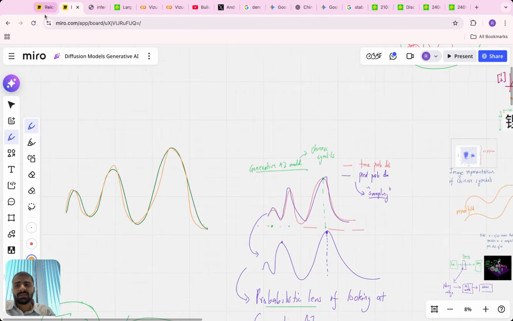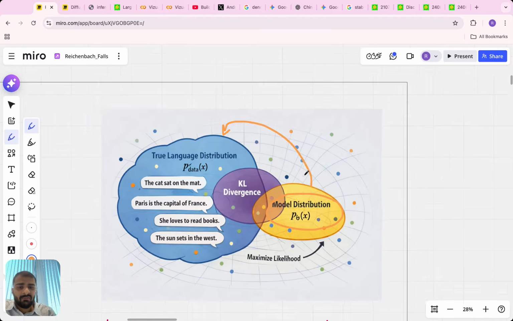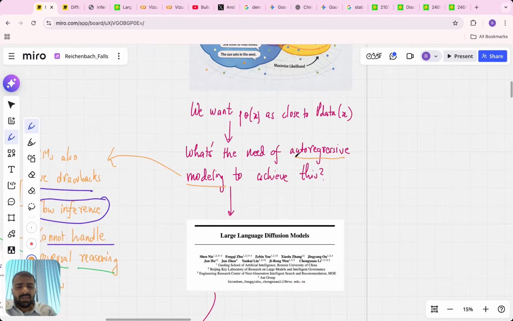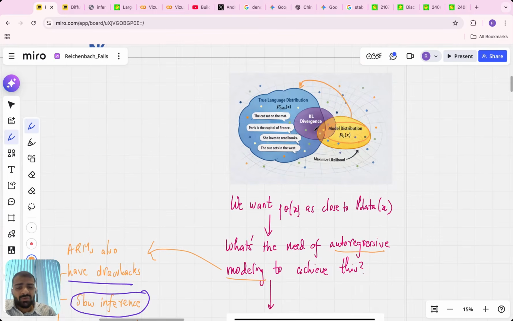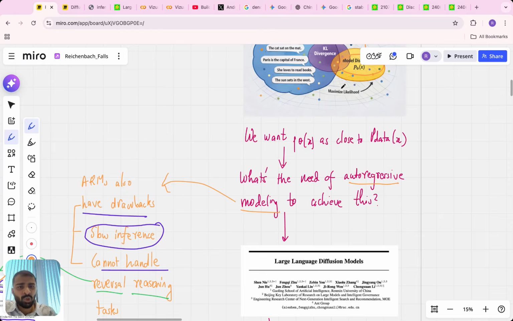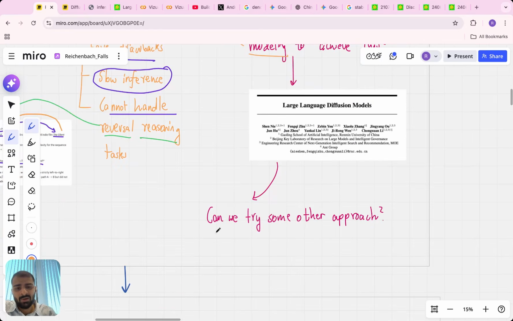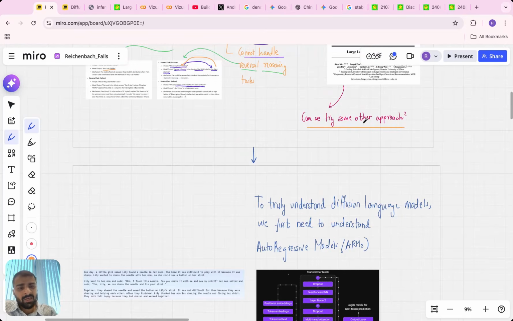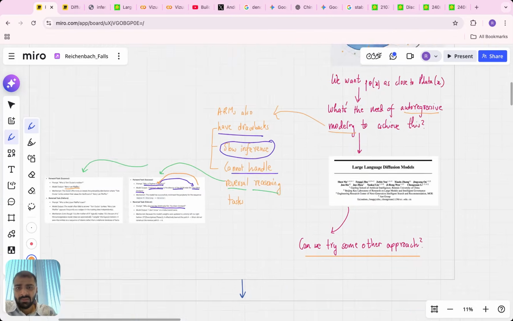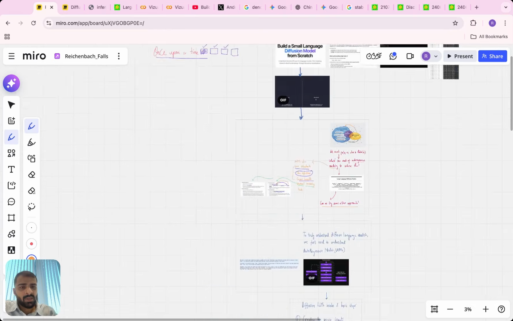I've summarized it in the lecture notes over here. I've mentioned what's the need of autoregressive models to make the probability distribution close to the true distribution. Autoregressive models also lead to the same output. Through them also we get a probability distribution close to the true distribution, but they are not the only method, right? Why can't we have some other methods which also achieve this? In particular, why can't we have diffusion methods? Can we try some other approach? So let's get into this right now.